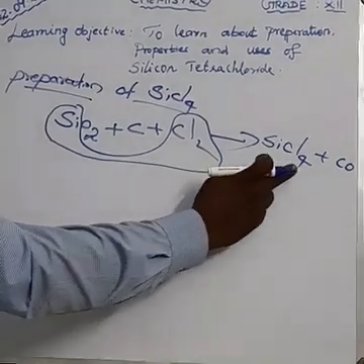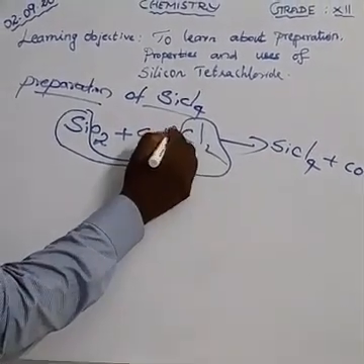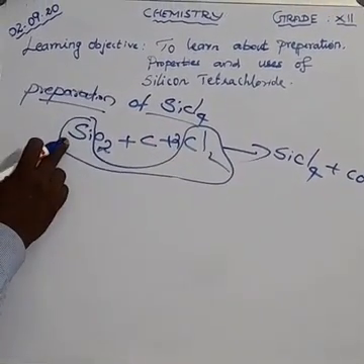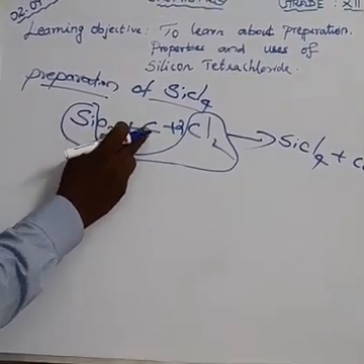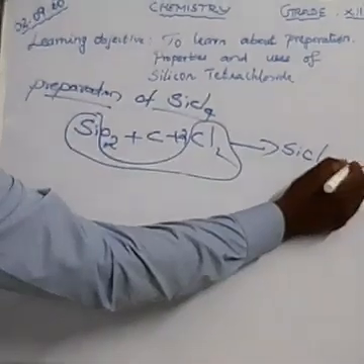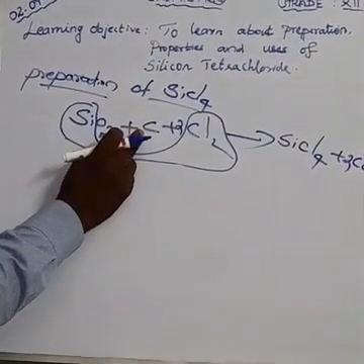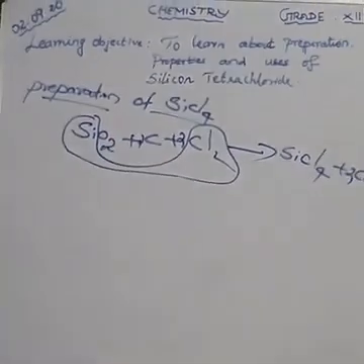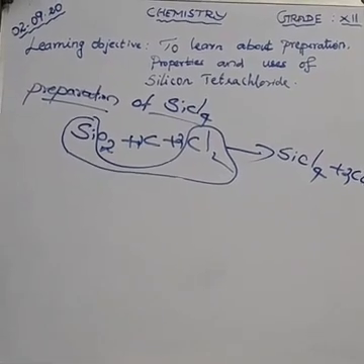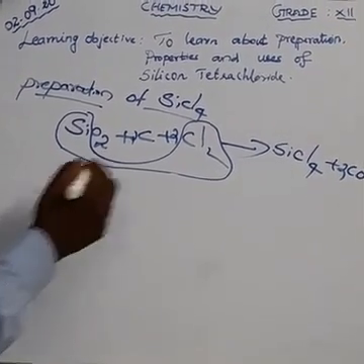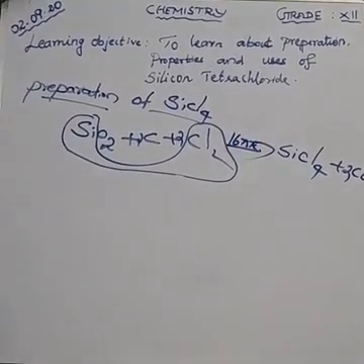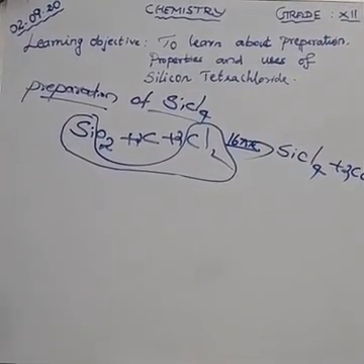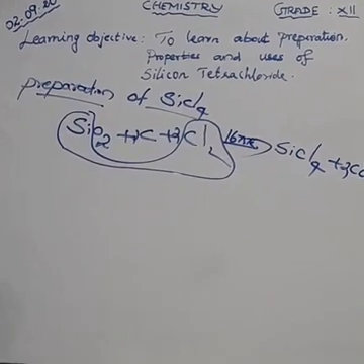How much chlorine is there? 4 chlorine, so make it 2 here. Silica also, one equation balance. How much oxygen is there? 2 oxygen, so here make it 2. Then carbon, how much carbon? 2 carbon. The equation is balanced. Don't forget to write the temperature. What is the temperature? 1675 Kelvin.